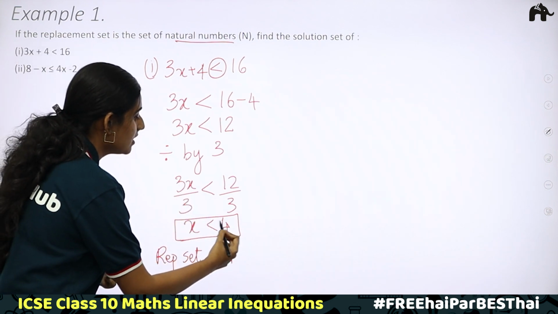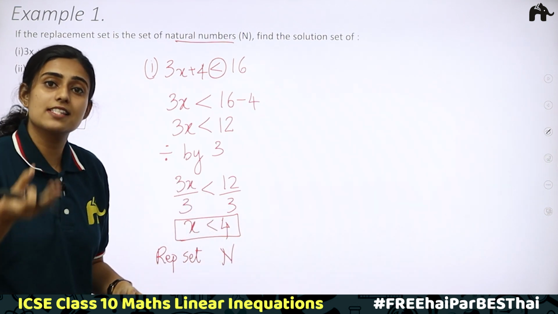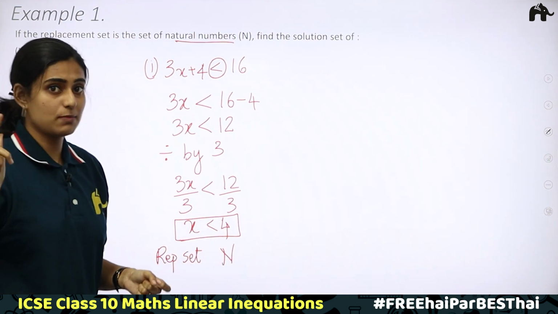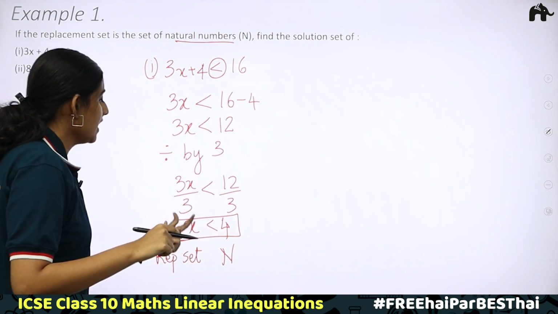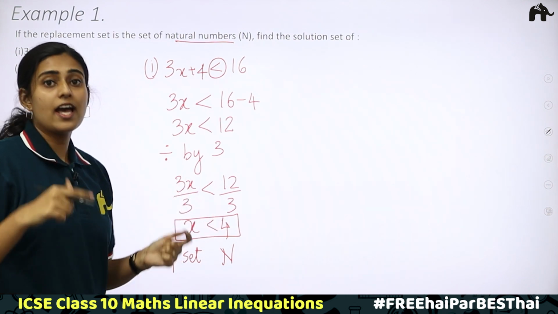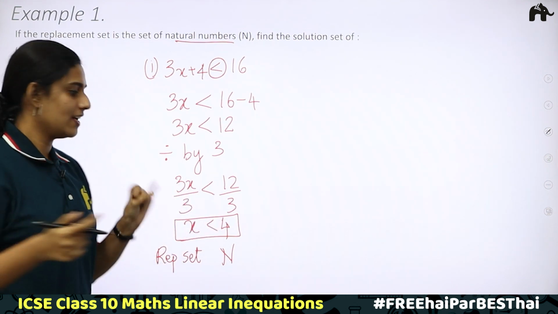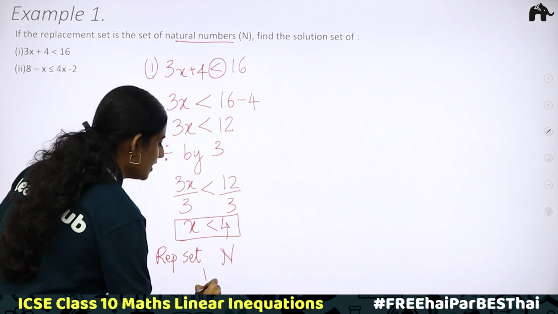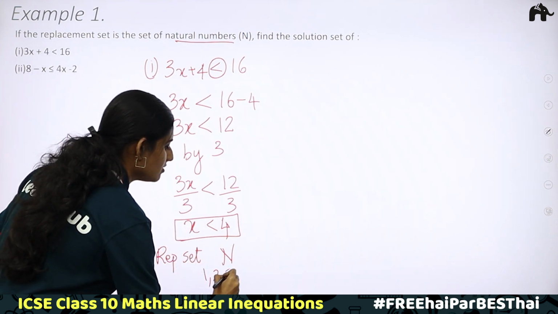Here we have x is a number that is less than 4. Less than 4, not less than or equal to. Remember this. It is given x is a number less than 4, and x is also a natural number. Natural numbers start from 1, then you have 2, then you have 3.